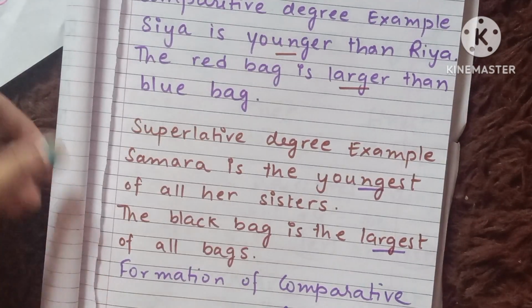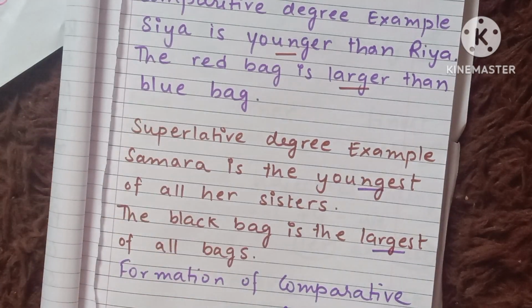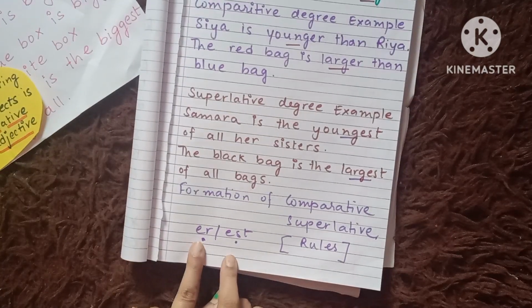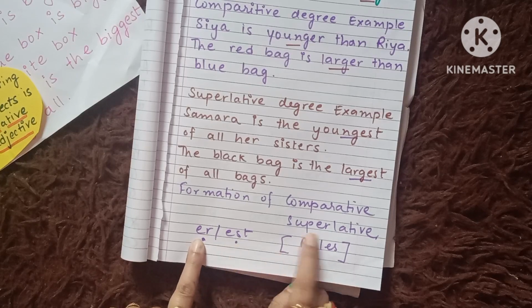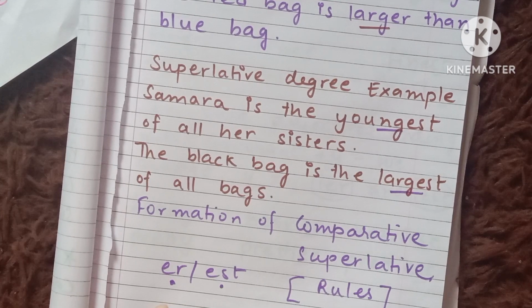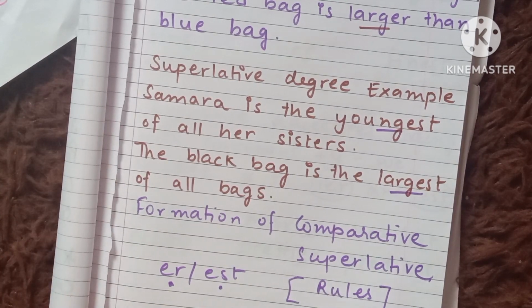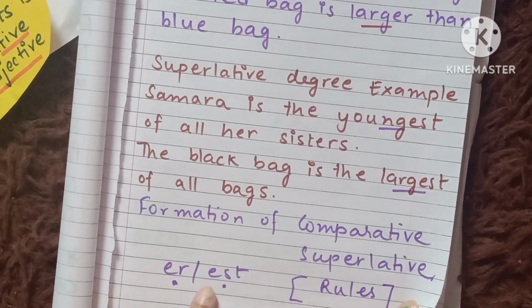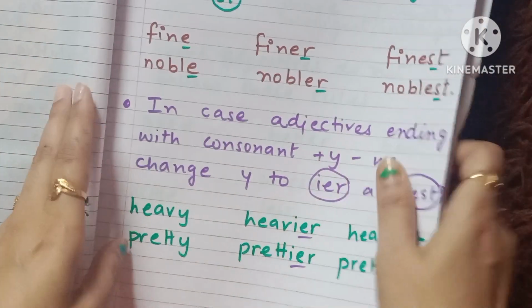Now the change. There are a few basics which we can change only by adding ER or EST. ER for the comparative, EST for the superlative. So this is why a few of the words become super easy. I will provide the list so that you can note it down. A few words to which we only have to add ER or EST are like this.